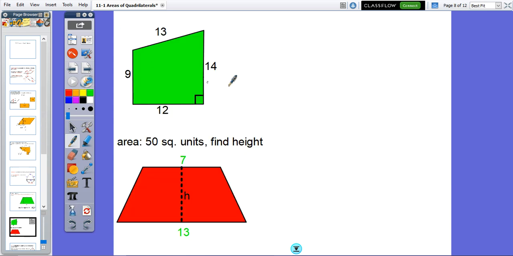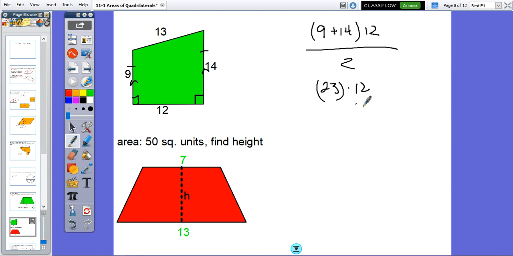So even though it gets turned sideways here, the two parallel sides are our bases. So our 9 and 14 here are our bases. So we'll do base 1 plus base 2. Now, what part's the height here, class? The 12 or the 13? It's the 12, because remember, it has to be perpendicular to the bases here. So times 12 over 2. Okay, add like terms, you get 23 times 12 over 2. I'm going to reduce this because I'm going to do this by hand. 23 times 6, that gives us 138, and this is units squared.